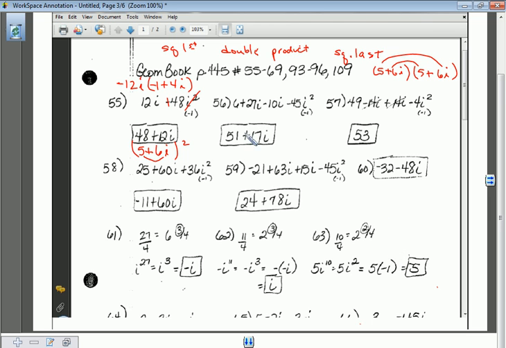59. So for 59, we had 7 minus 5i and then negative 3 plus 9i. So when we distribute, 7 times negative 3 is negative 21. 7 times 9i is positive 63i. Negative 3 times negative 5i is positive 15i. And negative 5 times a positive 9 is a negative 45i squared. The i squared changes that to a positive 45. 45 minus 21 is 24. 63 plus 15 is the 78i.